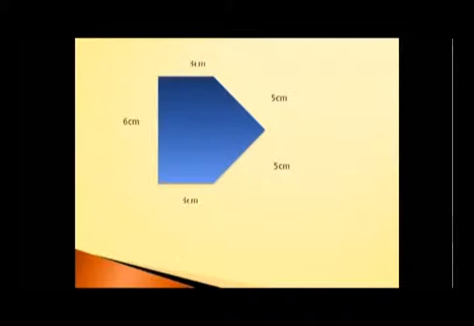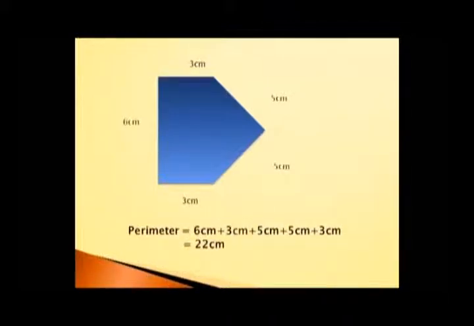Here we have a pentagon. A pentagon is a polygon with 5 sides. Look closely at it. Look at the measurement for each side of this pentagon. Calculate the perimeter for me. I'll give you just a few seconds to do that. Do it quickly. Good luck. Hope you do well. The perimeter is 22 centimeters.